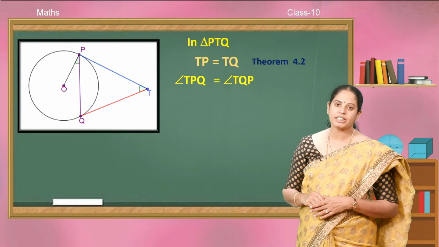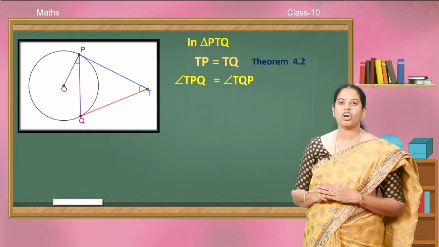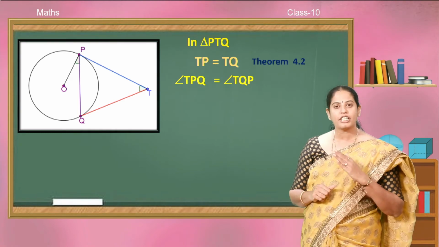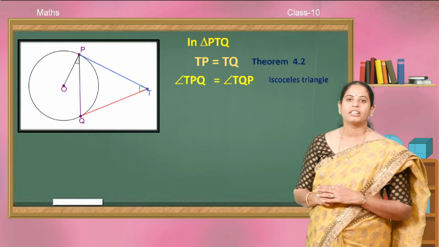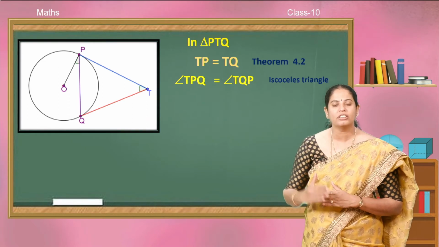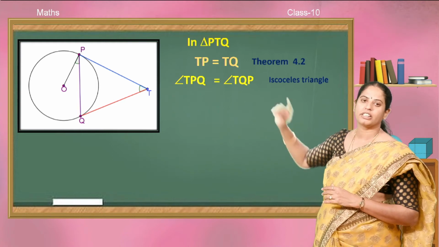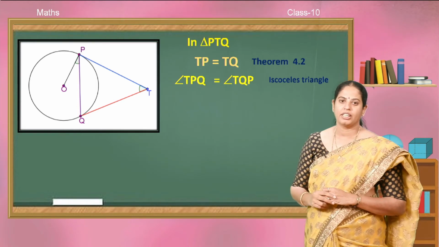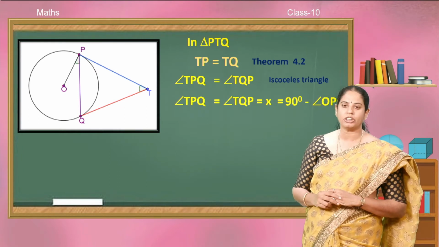Recall the properties of types of triangles. If two sides are equal, we call the triangle an isosceles triangle. In an isosceles triangle, the angles opposite to the equal sides are also equal, correct? So, hence angle TPQ equals angle TQP.